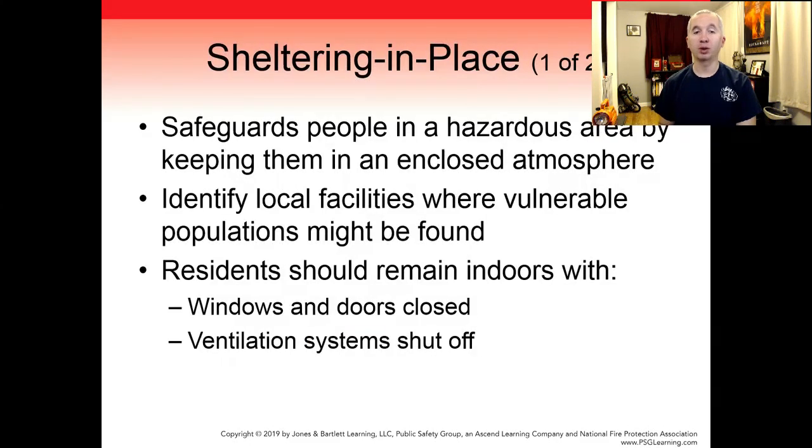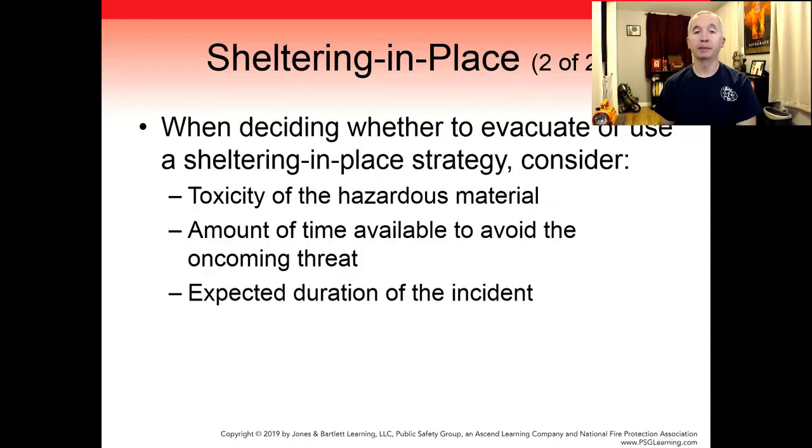Sheltering in place is a method of safeguarding people in a hazardous area by keeping them in an enclosed atmosphere. Local emergency plans should identify local facilities where vulnerable populations may be found. Examples include schools, churches, and hospitals. Residents should remain indoors with windows and doors closed and ventilation systems shut off. Major factors to consider when deciding whether to evacuate or use shelter-in-place strategies should include the toxicity of the hazardous material, the amount of time available to avoid the oncoming threat, and the expected duration of the incident.